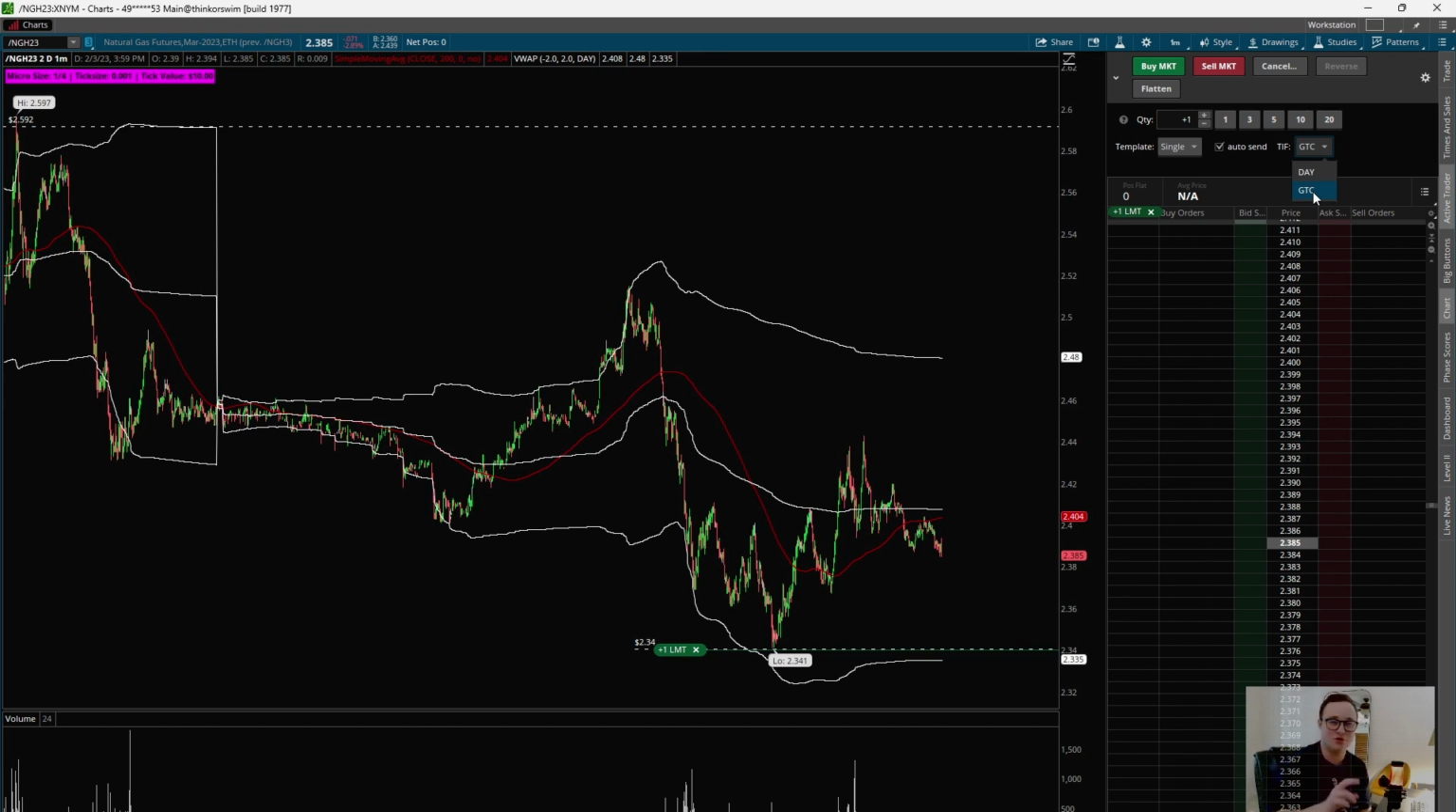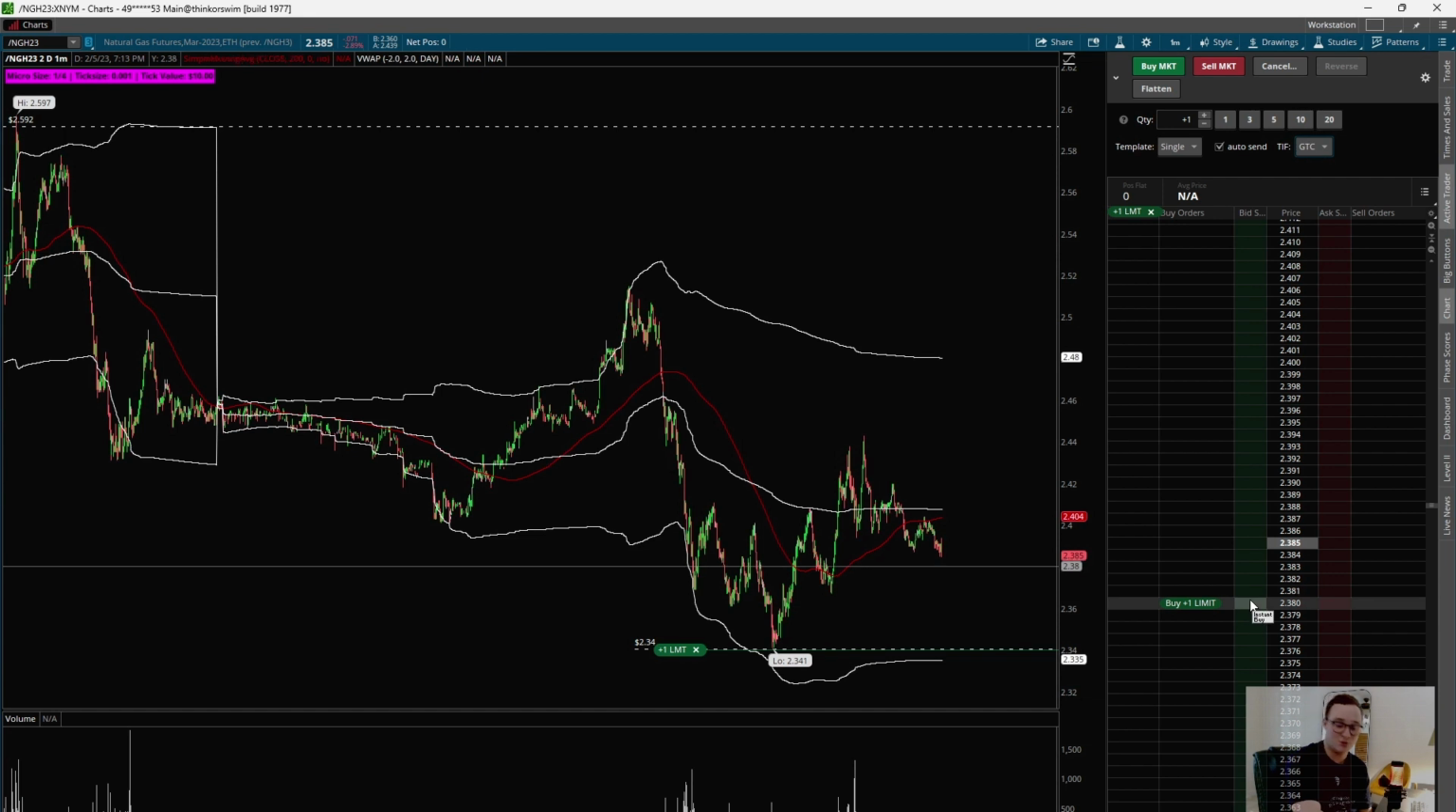So just a small nuance there on how to put a fantasy long order in that doesn't fill right away, like this one. We'll want to make sure there is good till canceled here before we drop in the order.